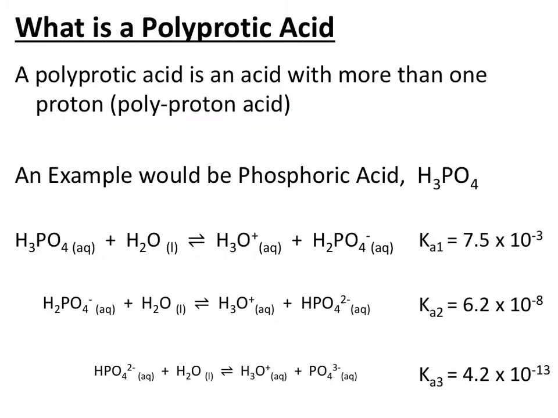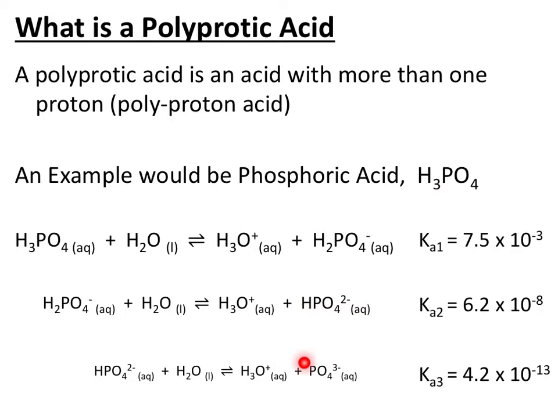So we know what a polyprotic acid is because we've learned about that already. It's an acid with more than one hydrogen to give away. And so that's where we get the word poly, because there are many. A common example is phosphoric acid. So notice with phosphoric acid, we've got H3PO4. And so the idea is that we can lose all three of these hydrogens, and it doesn't occur at the same time. We actually have an equilibrium that occurs at each different level.